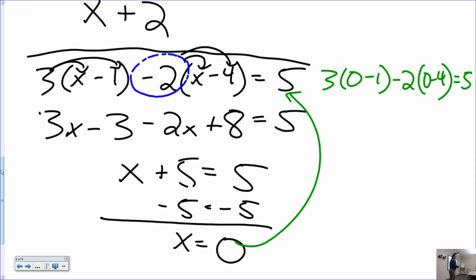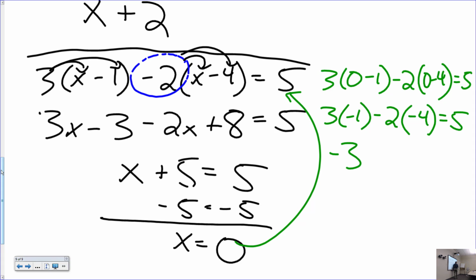What do I have to do first up there, folks? They're just numbers, though. So do your normal order of operations. What comes first? Parentheses. What's 0 minus 1, folks? What's 0 minus 4? What's 3 times negative 1? Negative 3. And now here's where it's a little bit weird, right? This is technically what's 2 times negative 4, folks. It's going to be positive 8.